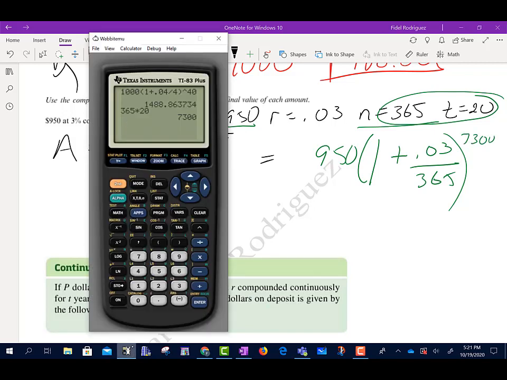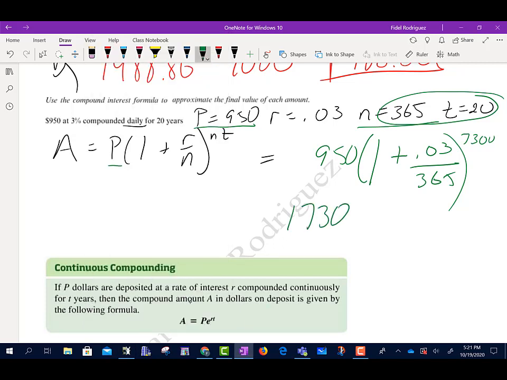Okay. So now, like I said before, I'm going to type this in exactly as I see it. I see 950, I'm sorry, parentheses, 1 plus 0.03 divided by 365 raised to the power 7,300. And I'm going to hit enter. And if you notice what I'm coming up with, again, I'm coming up with 1730 and 97 cents. So 1730 and 97 cents. And that's how much money we'll have after 20 years.